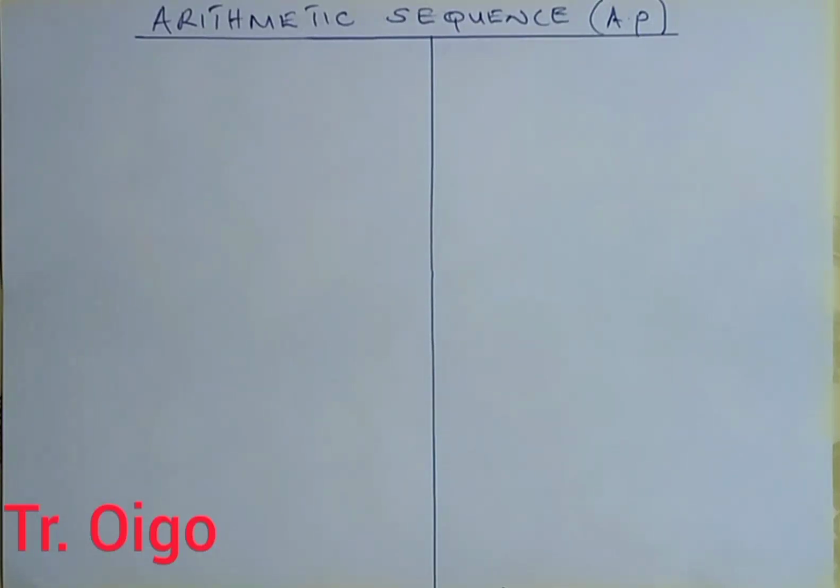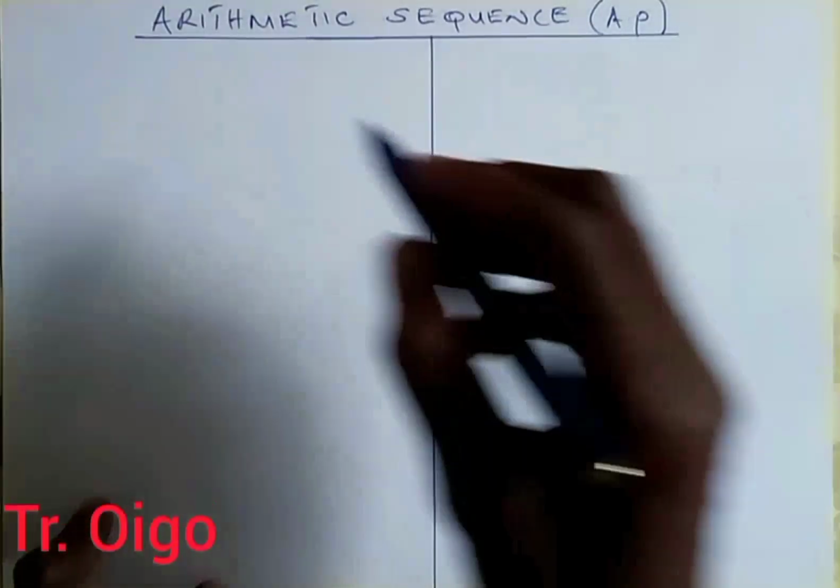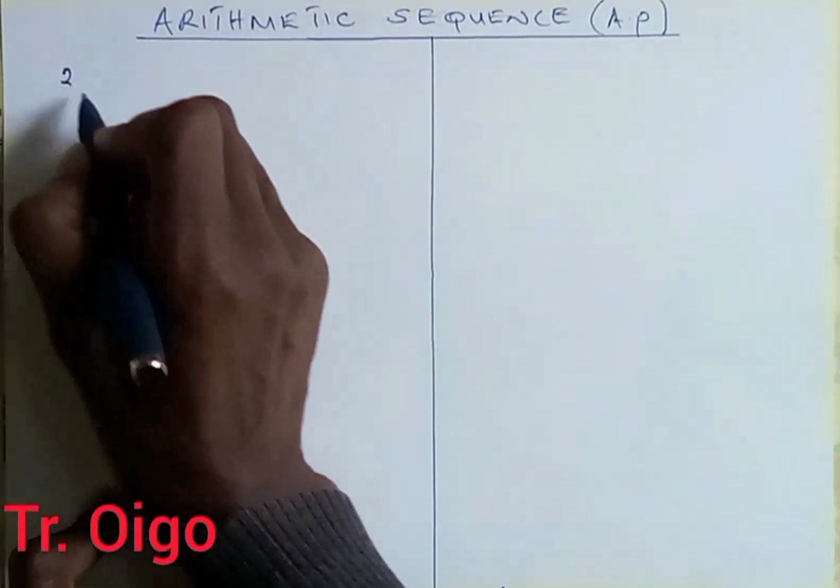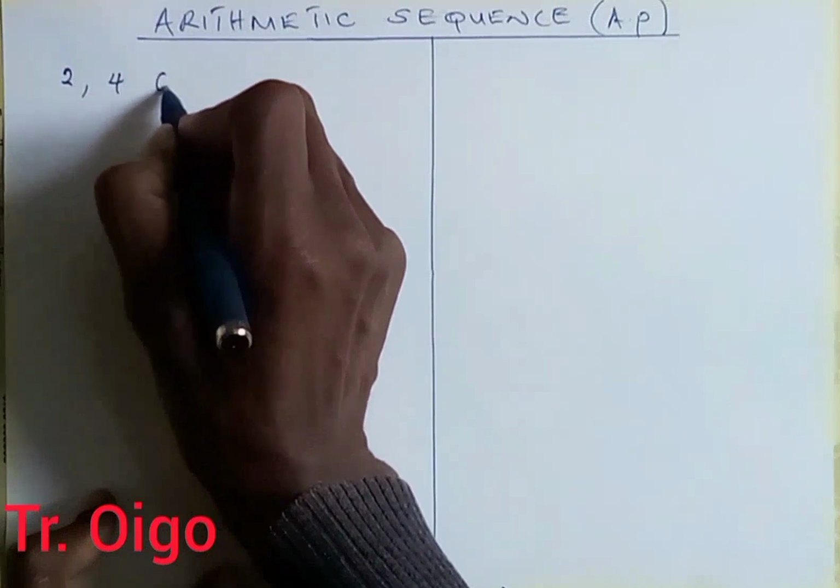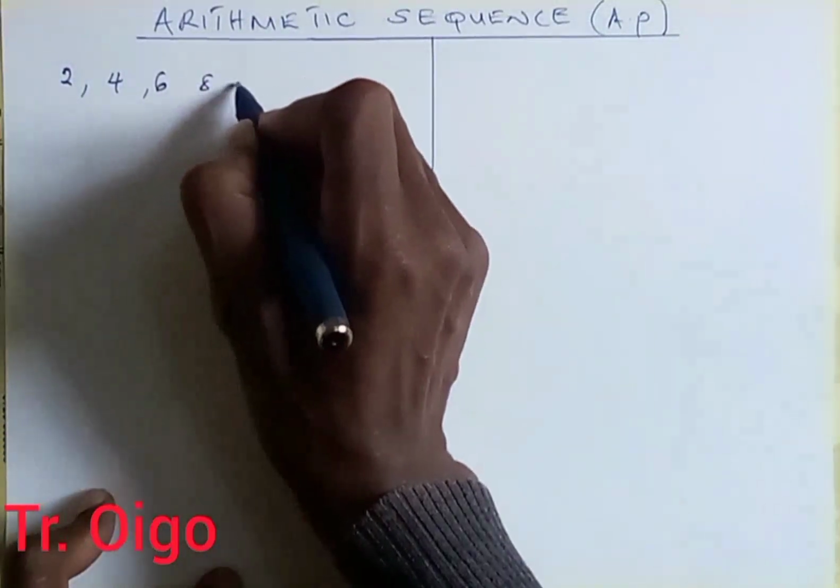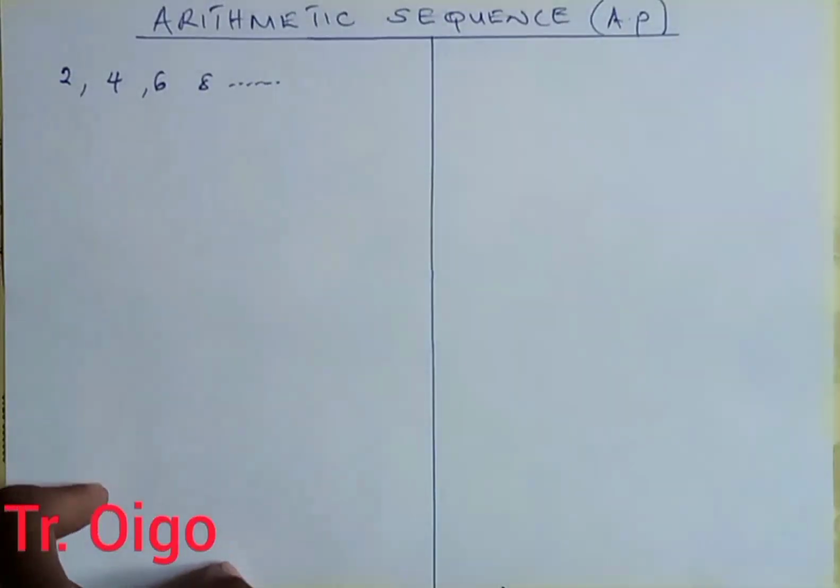I want us to discuss something on arithmetic sequences so that we know how to determine the given terms in a particular sequence, especially an AP sequence. So I want us to consider this: sometimes we can have a sequence of terms, that is 2, then 4, then maybe 6, then 8, then it continues like that.